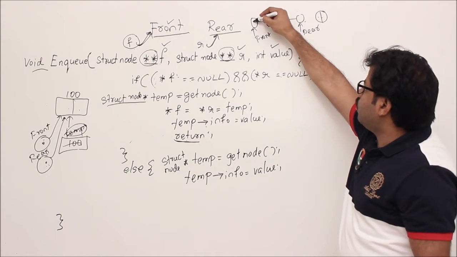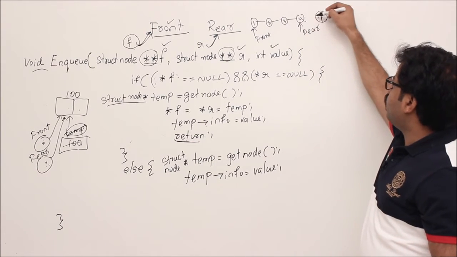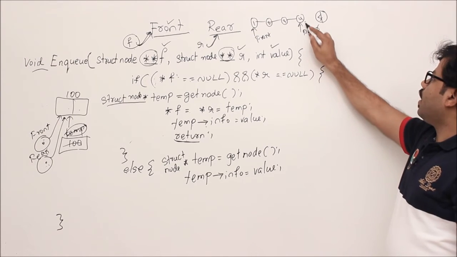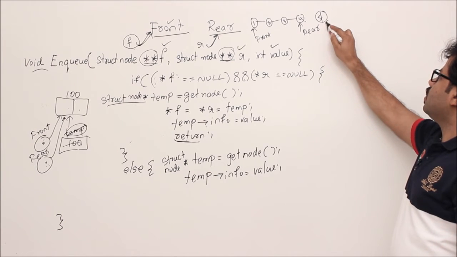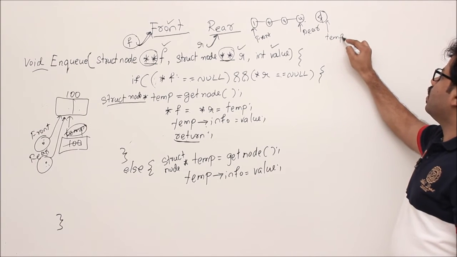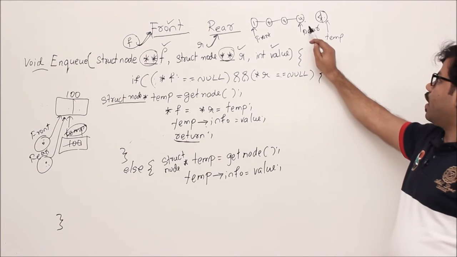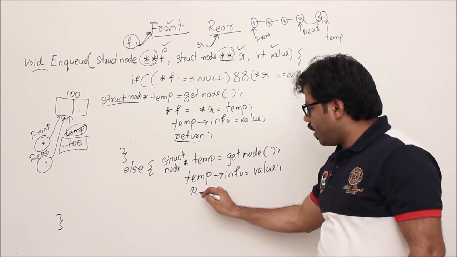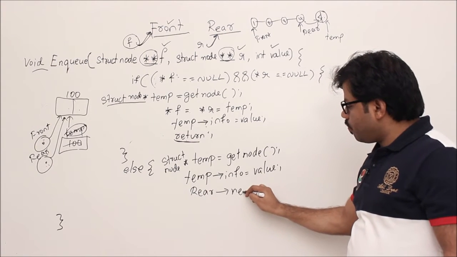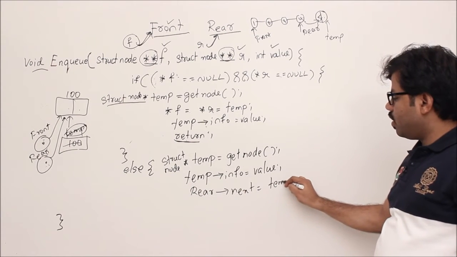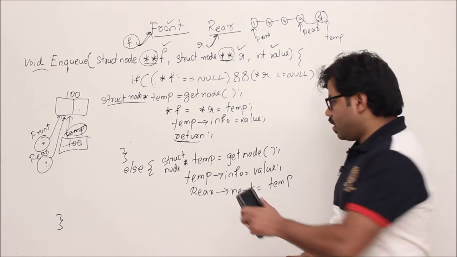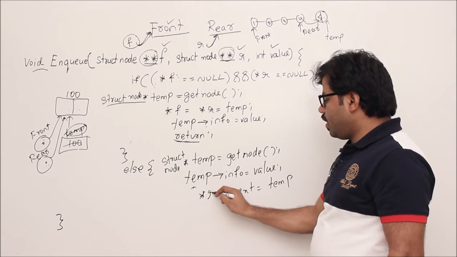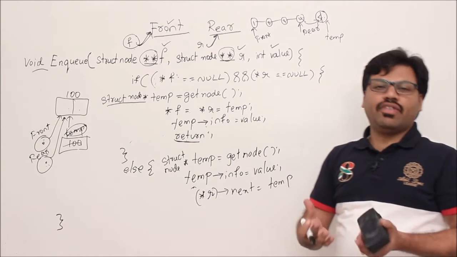Done. Example, this is 1, this is 2, this is 3, this is 4, this is 5. Now the linking part. How to link with respect to rear? Rear cap next equal to this one. What is this? Temp, right? Currently this box is pointed to by temp. So rear cap next equal to temp is the logic, right? Let me do that. Rear cap next equal to temp. Again the same thing. Rear is our imagination, but the actual thing is what? Star R, correct? That's why here we write star R. So this is a way we can easily develop the code.